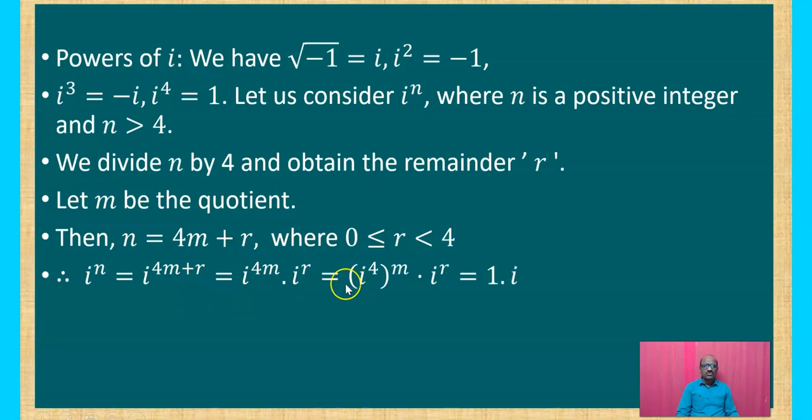i raised to 4m can be written as i raised to 4, bracket complete, bracket raised to m. The value of i raised to 4 is 1. And 1 raised to m means what? 1. Then i raised to r, and you will get the result i raised to r. Therefore, whenever n is a big number, it is written as n equals 4m plus r. Then the direct value of i raised to n is nothing but i raised to r.